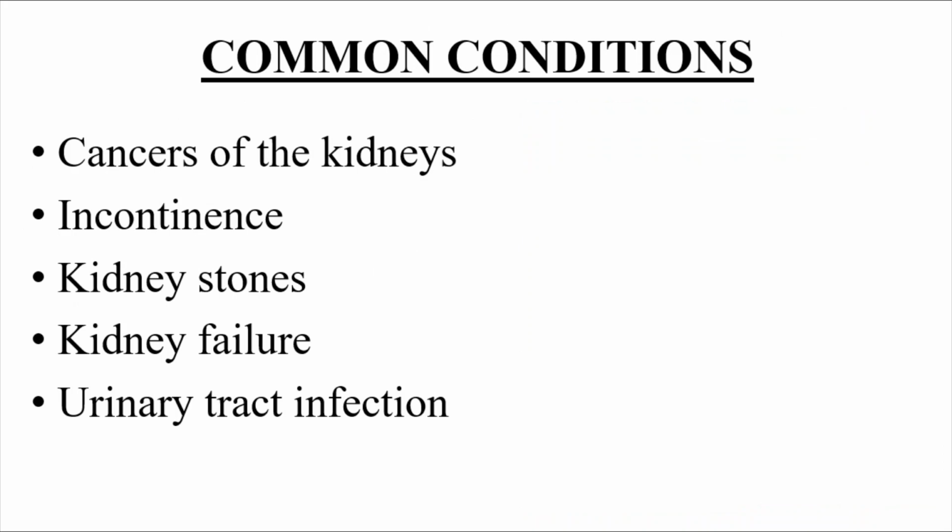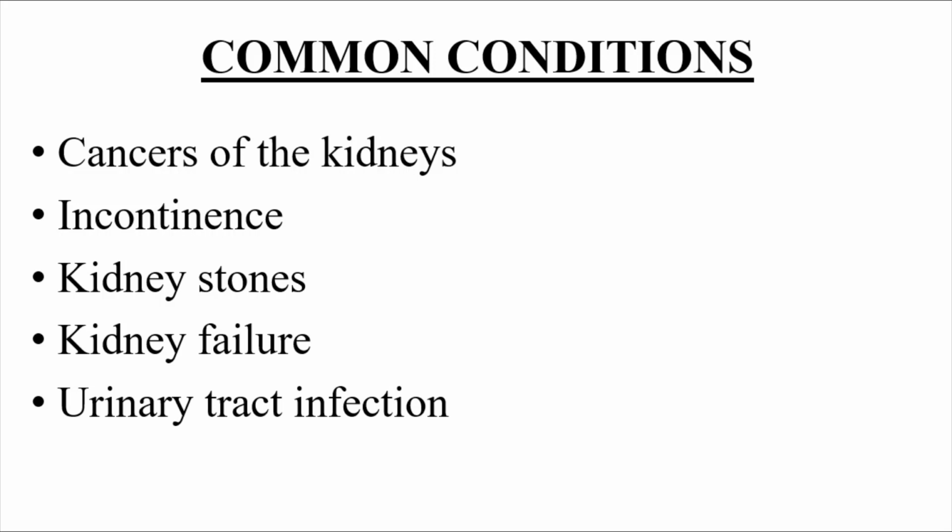Okay, so the common conditions in the urinary system. Number one, cancers of the bladder. You can have renal cancer at any point. You can have bladder cancer. You can have cancer of the ureter, cancer of the kidneys. Incontinence. You're not able to control the flow of urine from your bladder. So that's incontinence.